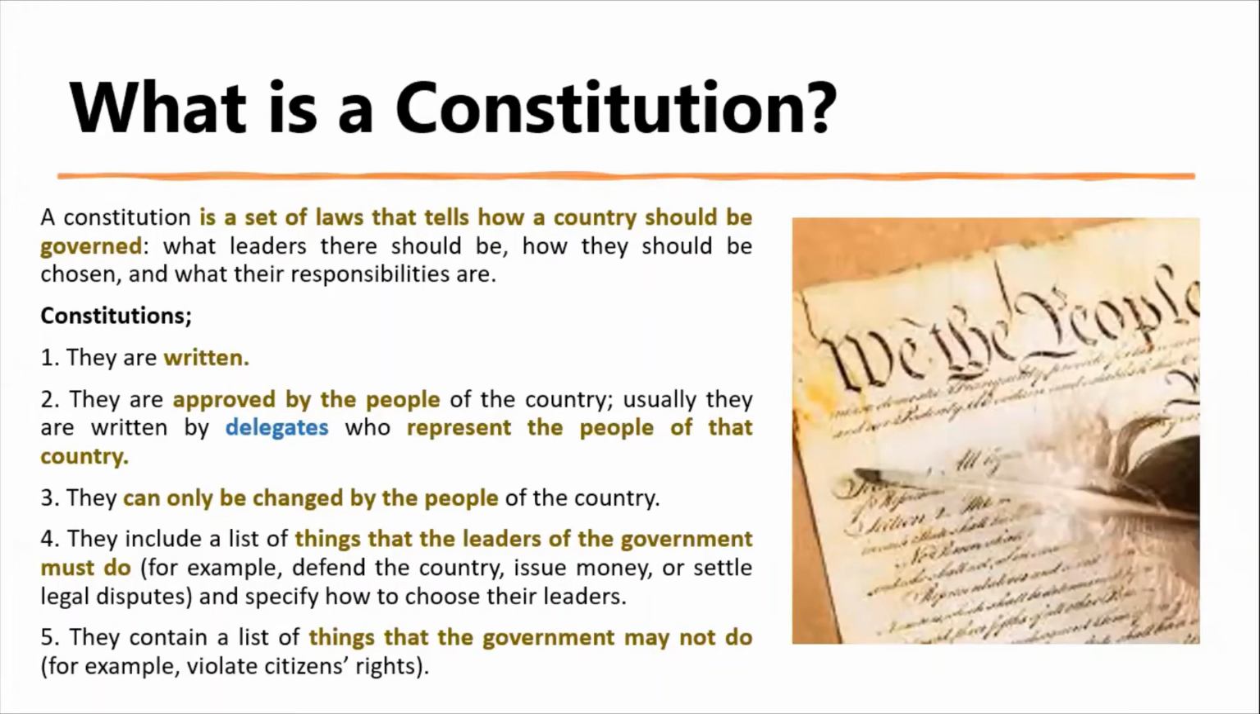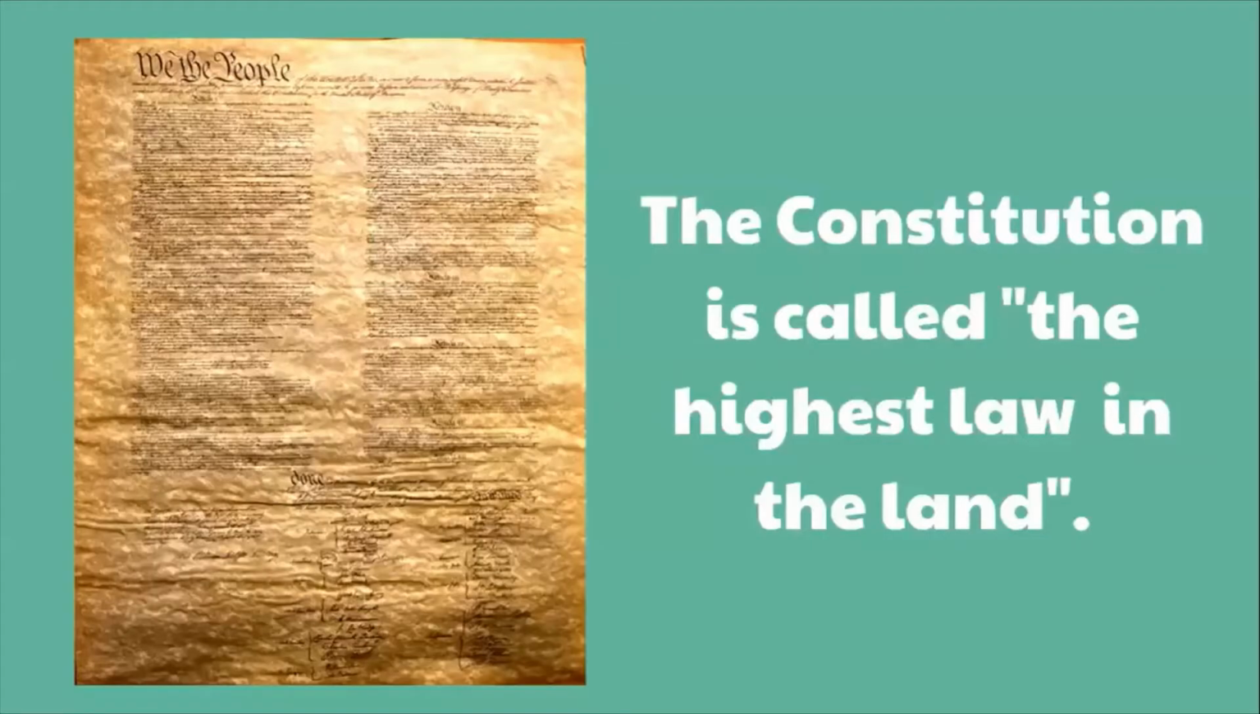What is a constitution? A constitution is a set of laws that tells how a country should be governed, what leaders there should be, how they should be chosen, and what their responsibilities are. They are written. They are approved by the people of the country. Usually they're written by delegates who represent the people of that country. They can only be changed by the people, and they must include a list of things that the leaders of the government must do, for example, defend the country, issue money, or settle legal disputes, and specify how to choose their leaders. They contain a list of things that the government may not do, for example, violate citizens' rights.